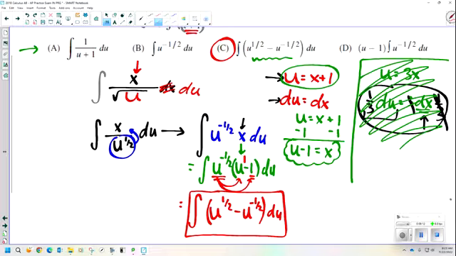So this step right here made it difficult, knowing that you had to change your u equals, not your du.